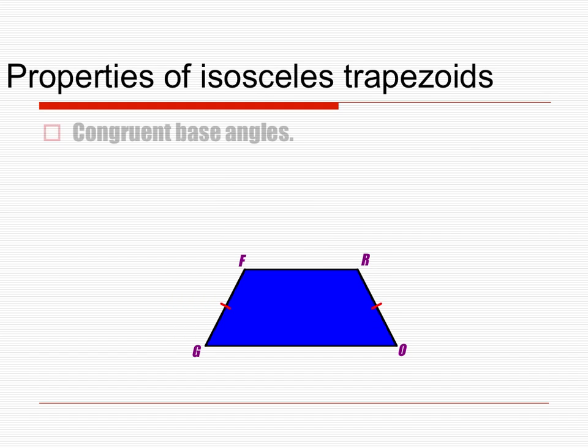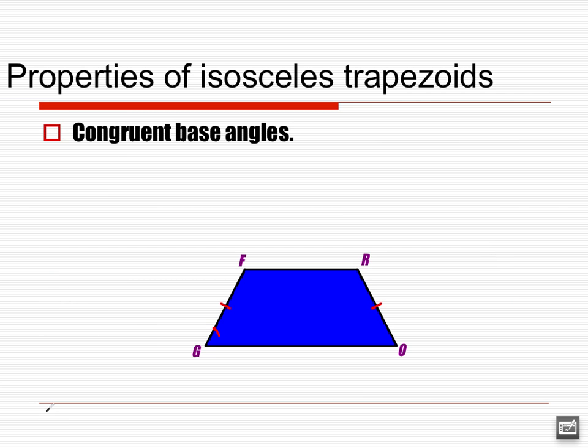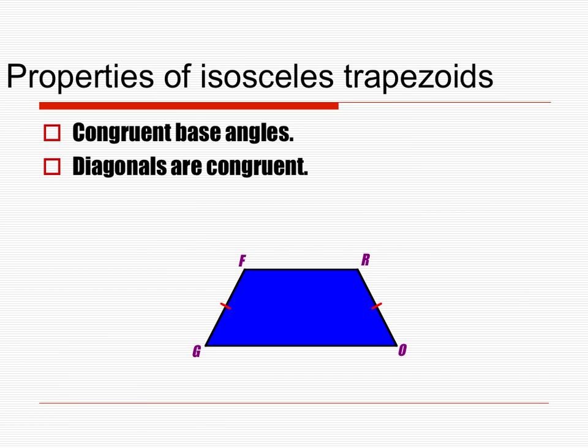So some important properties. Congruent base angles. So if we mark that on our figure, G is one base angle. O is its partner in crime because they're on the same base, GO. Those are going to be congruent. Then we have F and R, partners in crime. They're on base FR, so they are congruent. Second important property is that the diagonals are congruent. This is only true in an isosceles trapezoid. So it's only true in a trapezoid where the legs are congruent.